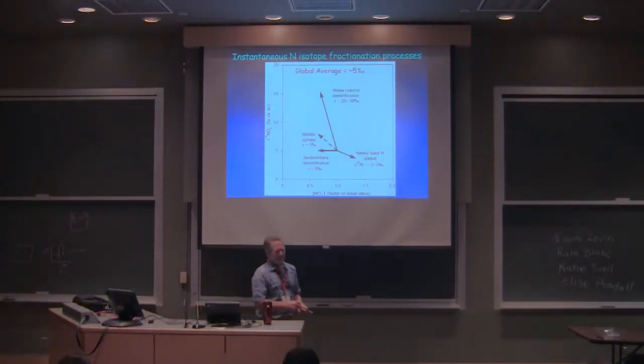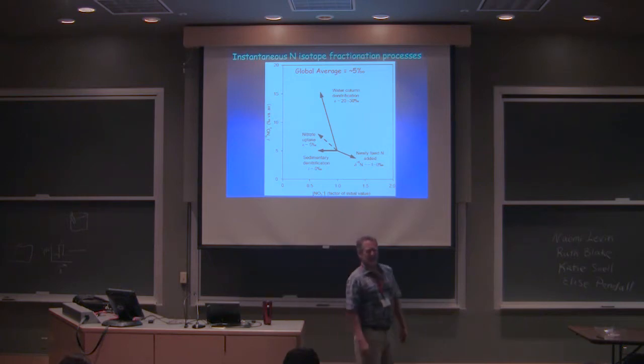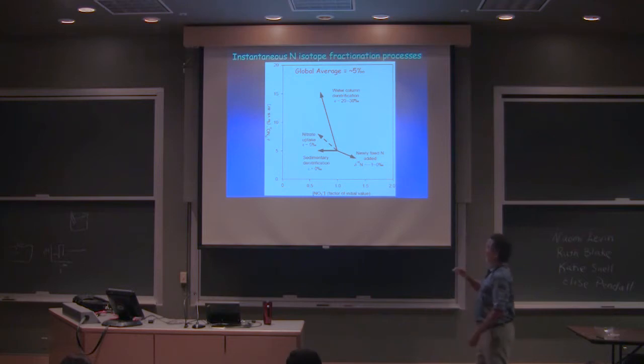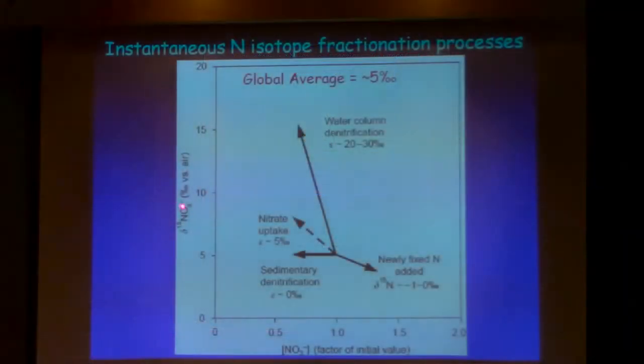The net effect of these processes is described nicely in this figure, where we have the delta 15N value of nitrate. Why nitrate? Nitrate is the main form of nitrogen in the ocean. And whether or not it adds nitrogen or takes nitrogen away, so source versus sink. Let's look at newly fixed nitrogen. That's adding nitrogen, so nitrate concentrations will increase and the isotopic composition changes a little bit.